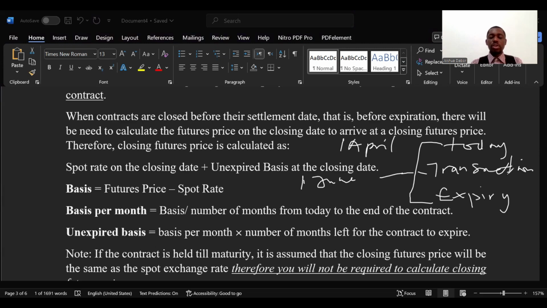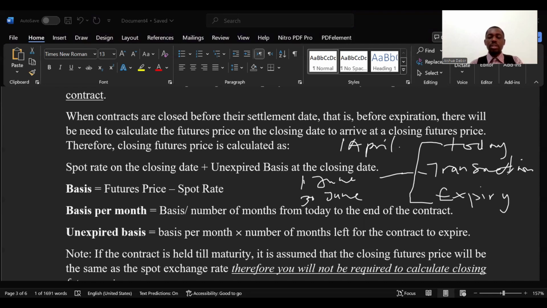And the closing date for each contract is 31 March, 30 June, 30 September, and 31 December, the last date in every quarter of the year. So if I bought a June contract on April 1, it means that that contract will close on 30 June. Okay? So if I hold this contract from April 1 to 30 June, there will be no need to calculate what? On expired basis.